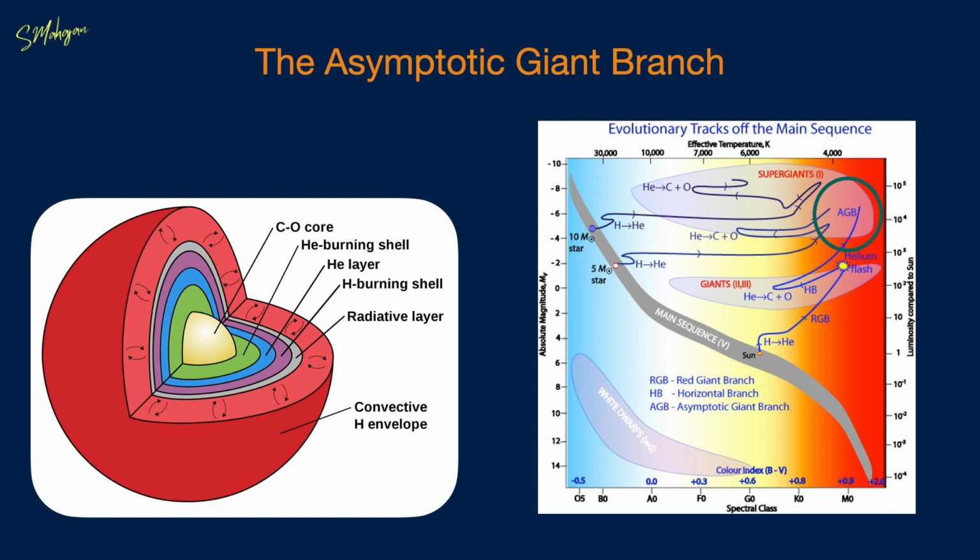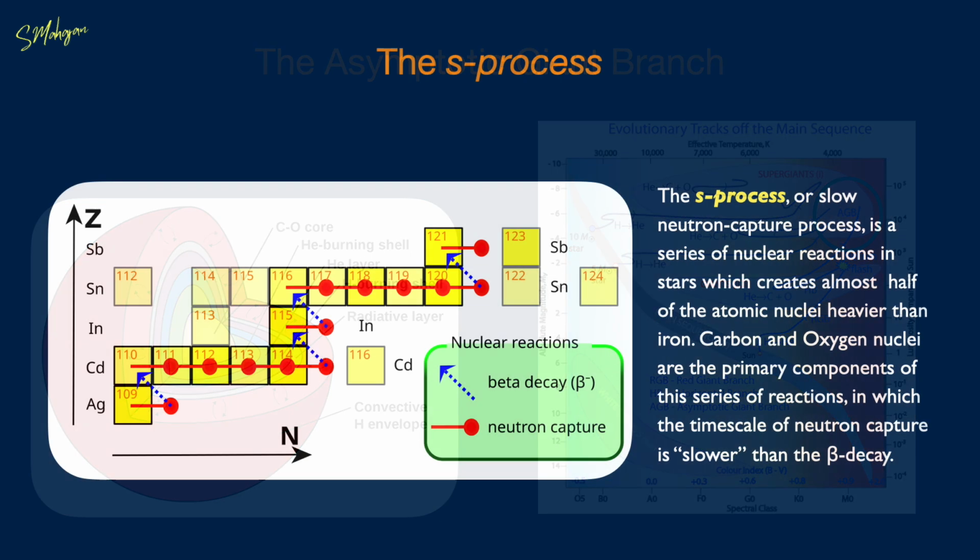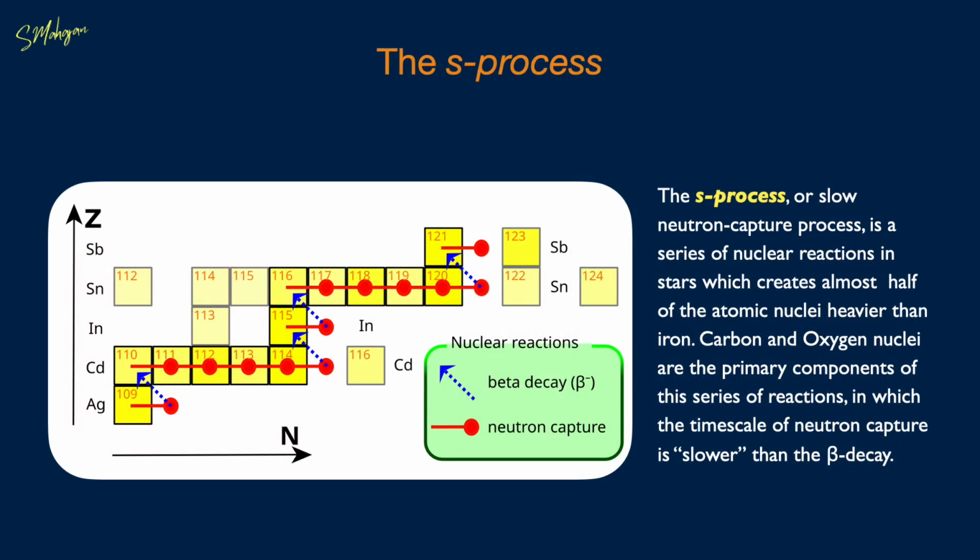It is now an asymptotic giant branch star occupying the upper right portion of the HR diagram. A 1 solar mass AGB star may have a luminosity 10,000 times that of our Sun, making AGB stars some of the brightest and coolest stars in the universe. Outer layers of AGB stars are only weakly held by gravity.